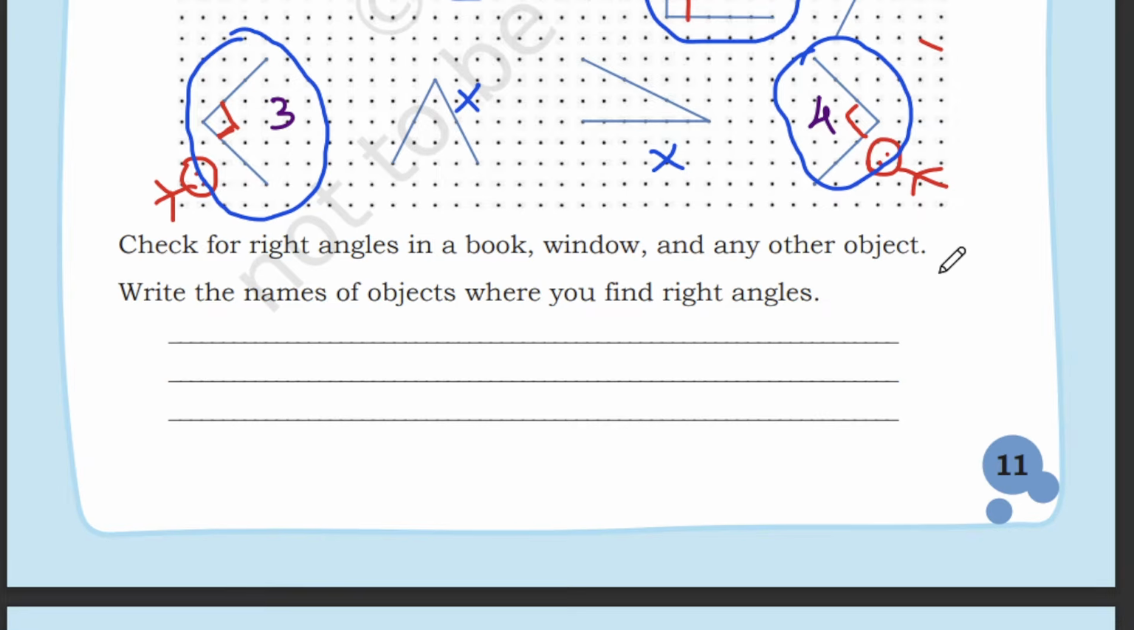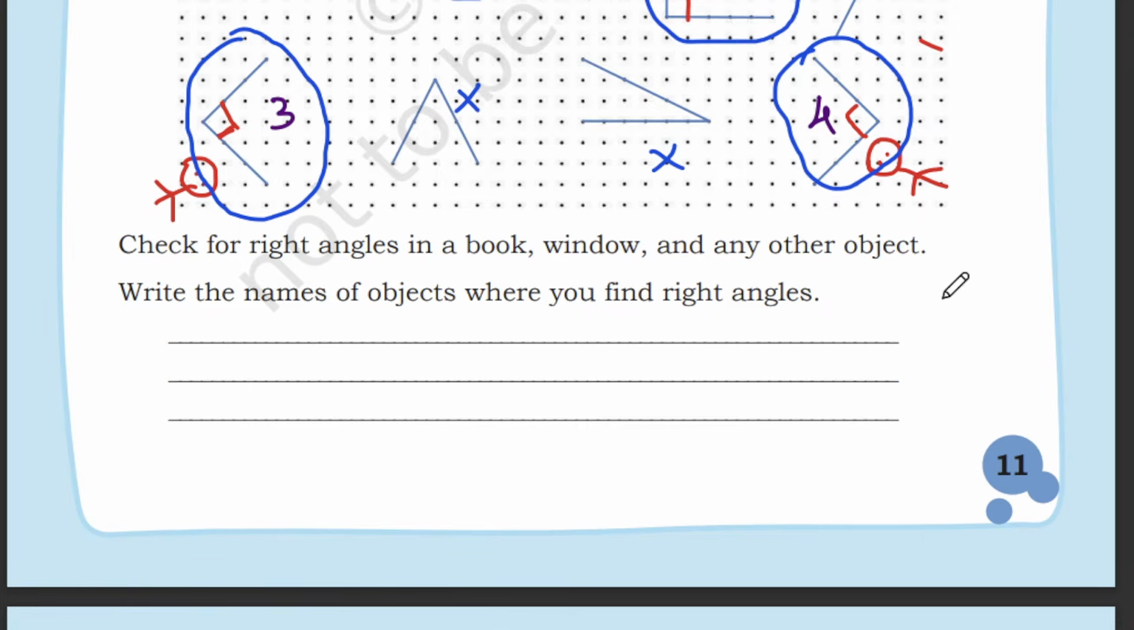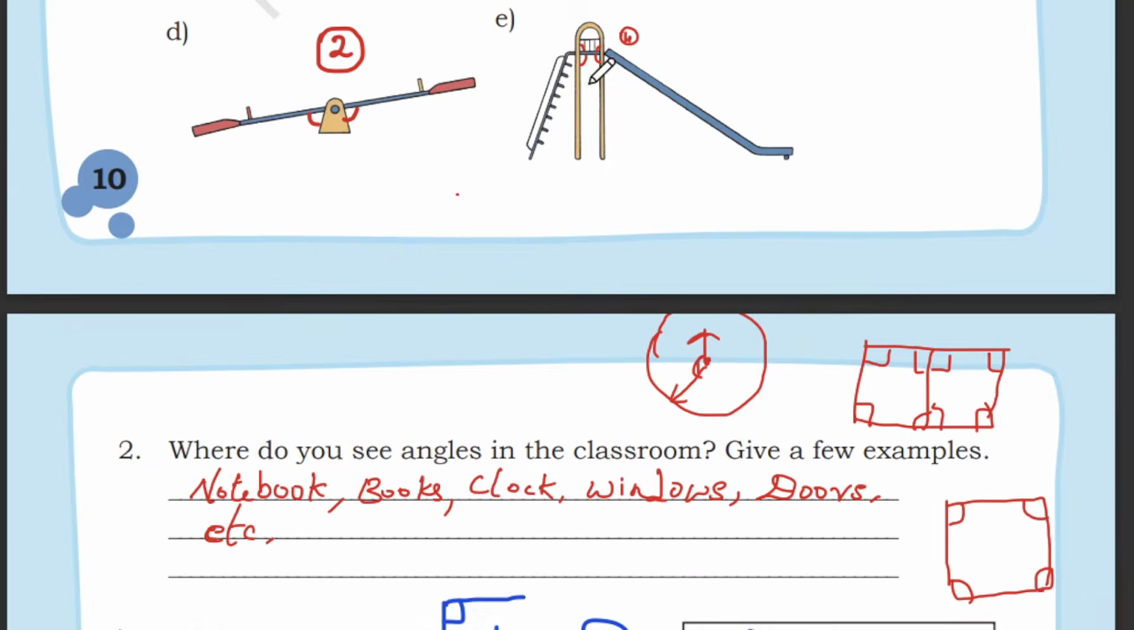For example, if we have a book, okay, I will draw a book here. So imagine this one is your book. Here we have a right angle which is straight, and this corner is also a right angle, this corner is a right angle. So we get it in a book. Window, again I show a window here, right? So if we see the window, we have right angles here.